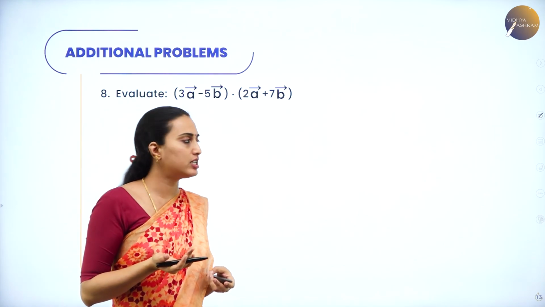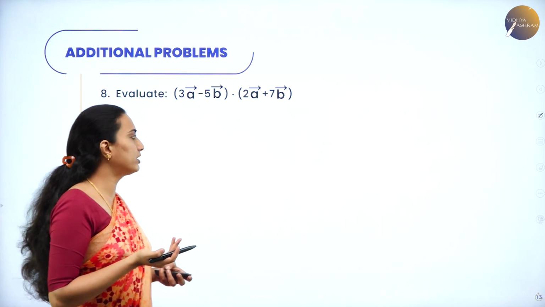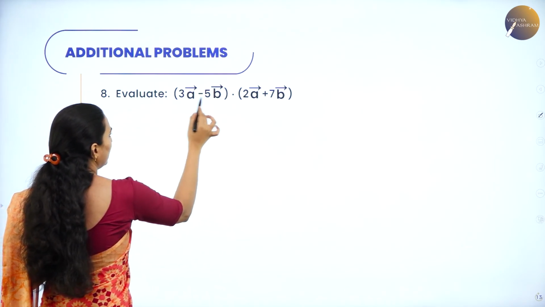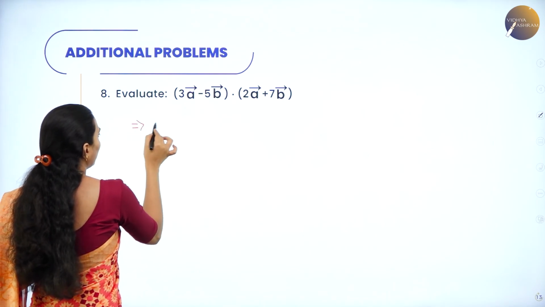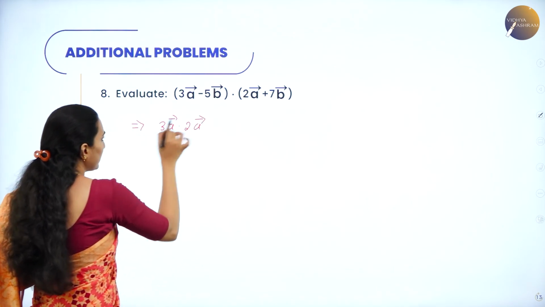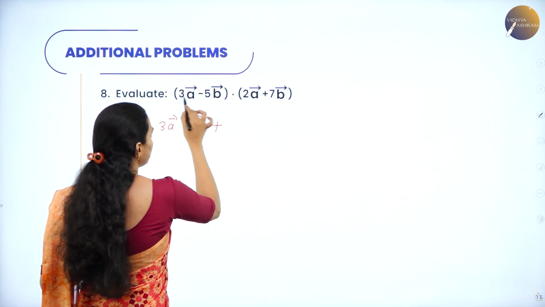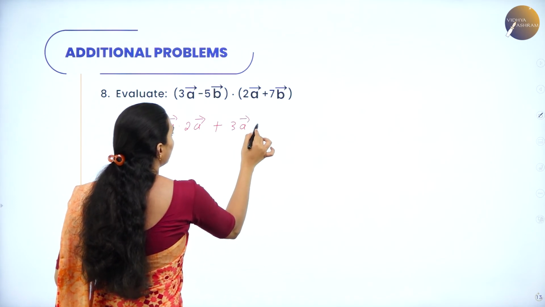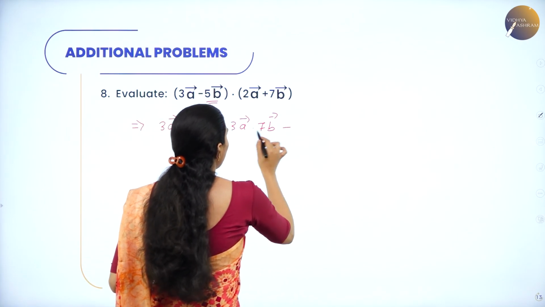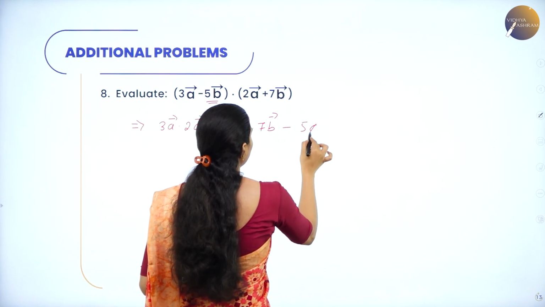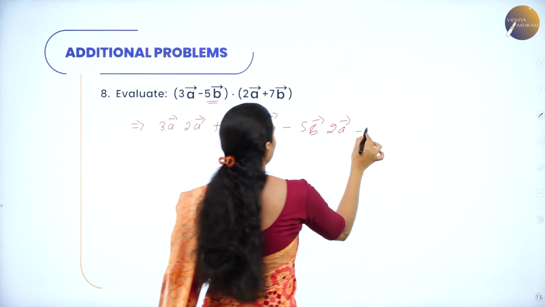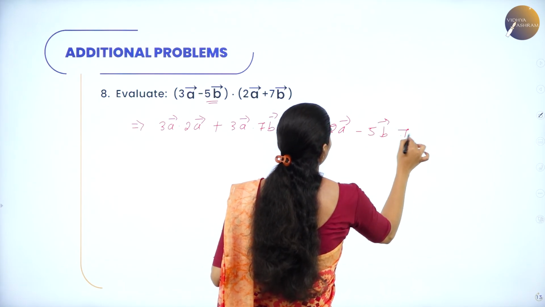Evaluate 3a vector minus 5b vector dot 2a vector plus 7b vector. Now, let us know what that is. You are going to do the dot product. Let me take 3a dot 2a. Next, plus, because plus into plus is plus, 3a vector dot 7b vector. Now, along with the b, minus into plus is minus, minus 5b vector into 2a vector. Again, minus into plus is minus, 5b vector into 7b vector.